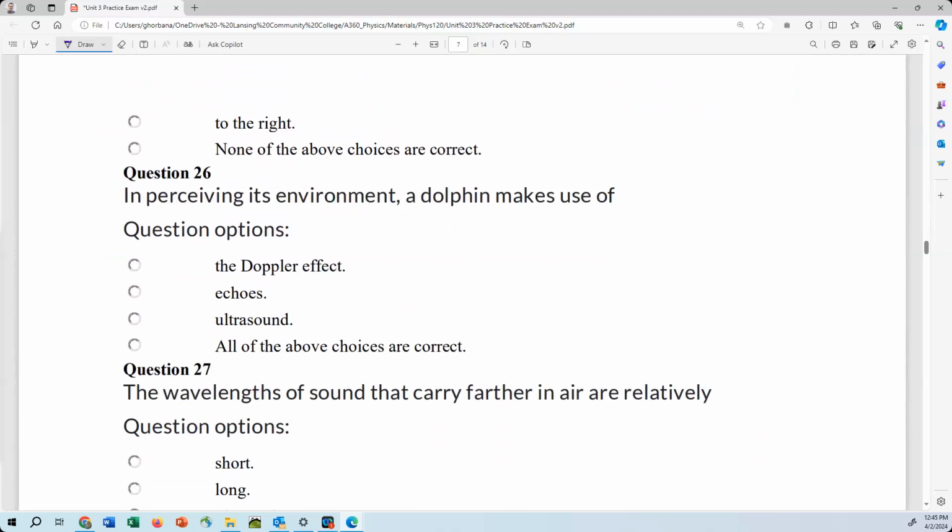26. So in perceiving its environment, a dolphin makes use of the Doppler effect, echoes, ultrasound. Or all of the above choices are correct. So all of the above choices are correct because the dolphins use the Doppler effect, echoes, and ultrasound. So this option is correct.